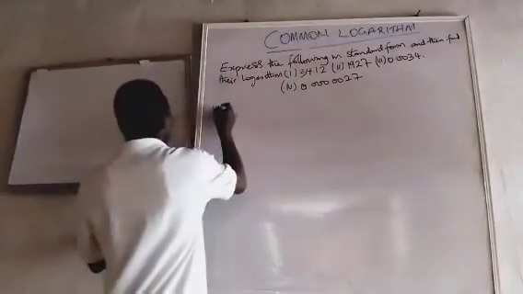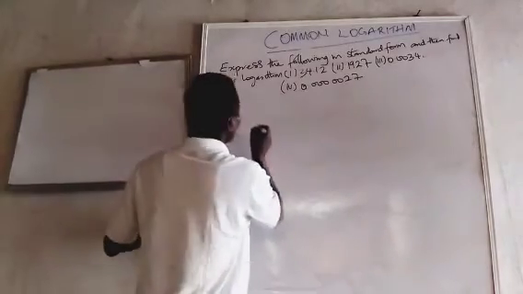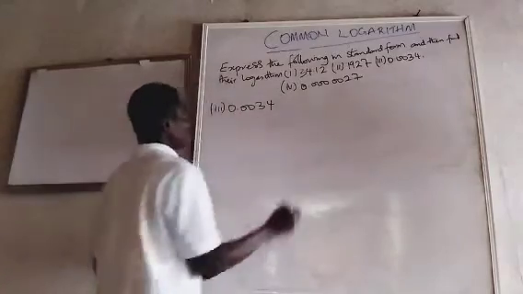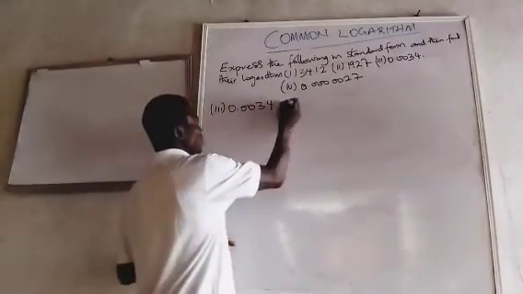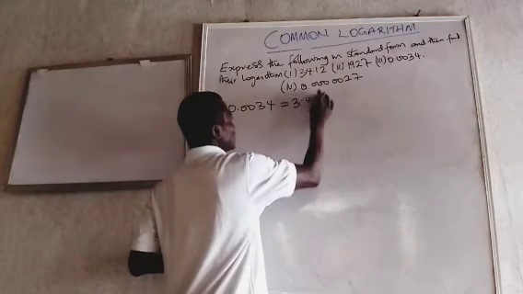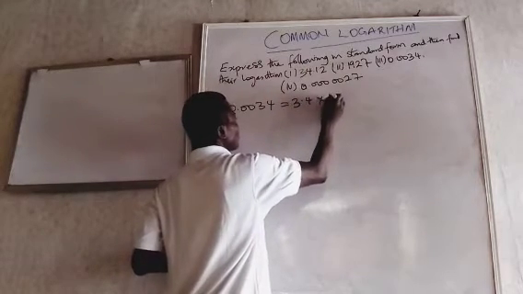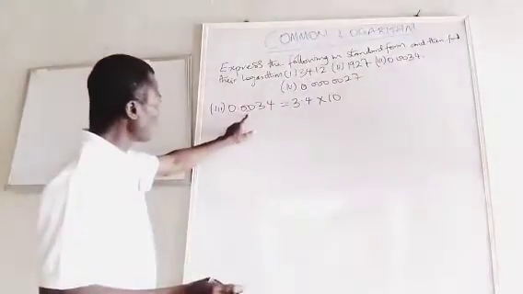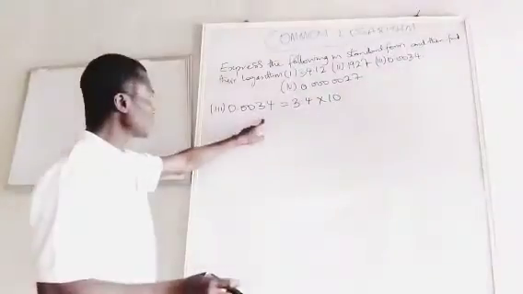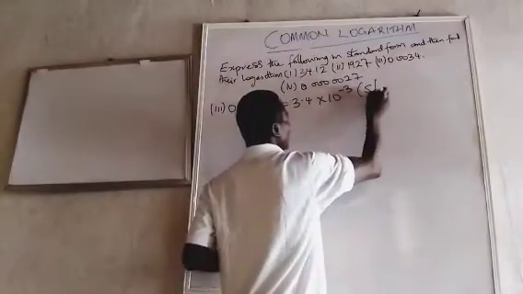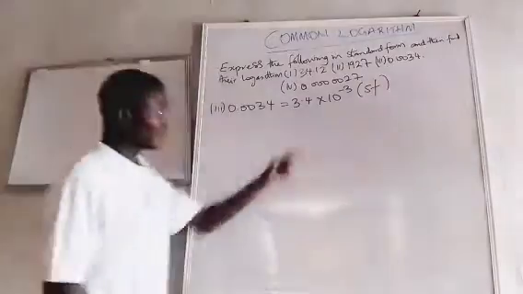Now look at this. The third one is 0.0034. If you want to express it in standard form, it's going to be 3.4 times 10 raised to power what? 1, 2, 3. Or you can count: this is the third number from the decimal. So that's going to be minus 3. This is the standard form.